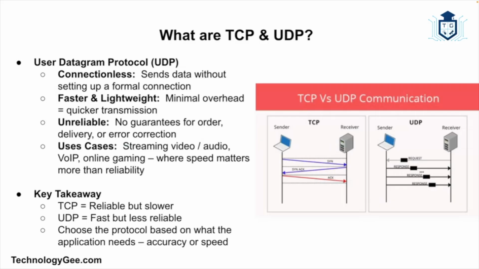All right, next we have User Datagram Protocol, or UDP. This is a connectionless protocol that sends data without establishing a reliable connection. It is faster than TCP, it is lightweight, it has minimal overhead, and it is unreliable, meaning there is no guarantee of data order or delivery. UDP is used in scenarios where speed is essential, such as streaming, gaming, or real-time communication.